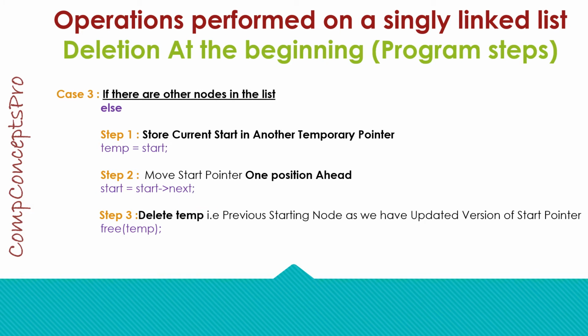Then the next case is if there are multiple nodes in the list. In that case also, first we'll assign a temporary pointer, same as start, and then shift the start pointer to the next node. And finally, delete temp, which is the first node of the list.